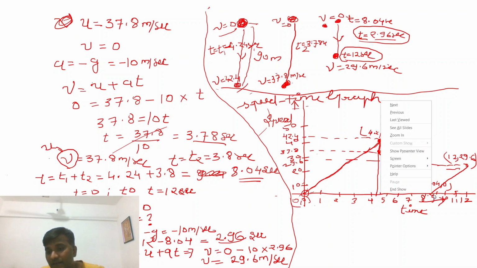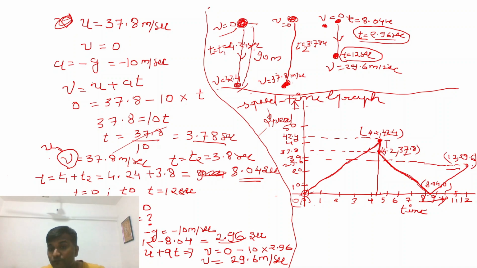Now from here, it has to travel, from 8.04 second to 12 second. How much time is left? 2.96 second. So it has to travel downwards for a time period of 2.96 seconds. The velocity will increase, and at 12 second the velocity will be 29.6 meter per second. So velocities are 42.4, reduced to 37.8, then at 12 second it will be 29.6.